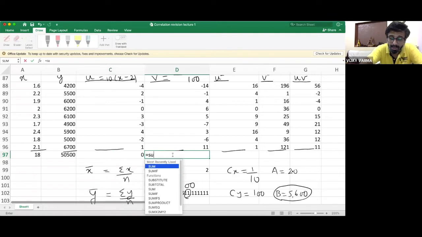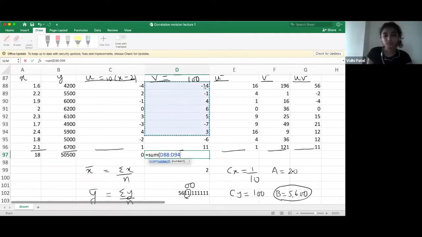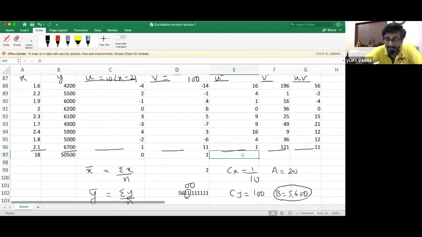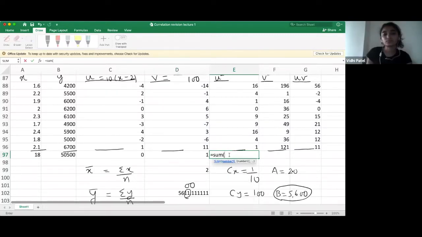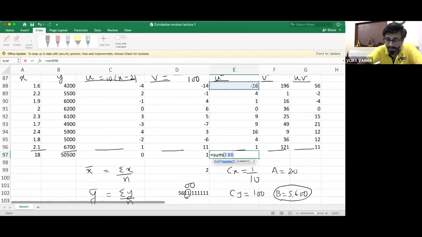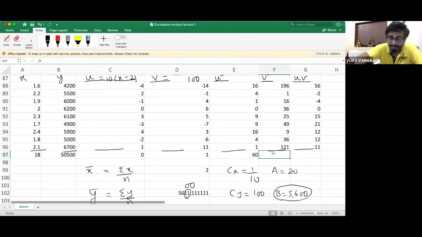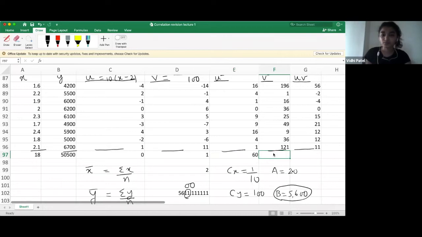Vidhi, tell me the total of v. 1. All of you must be able to get 1 as the total of v. Then Vidhi, tell me the total of u square. 2.92. Hmm, 2.92. And tell me the total of v square. It is 489.